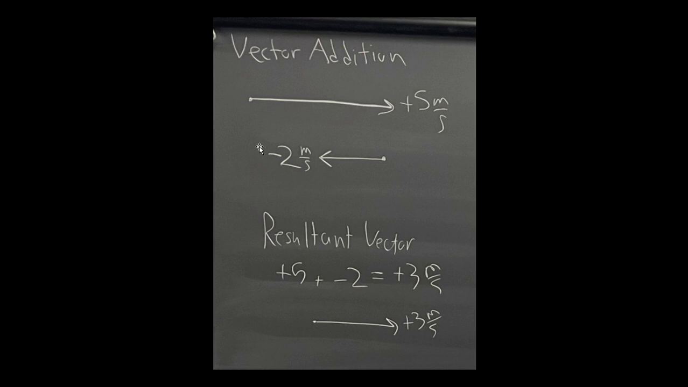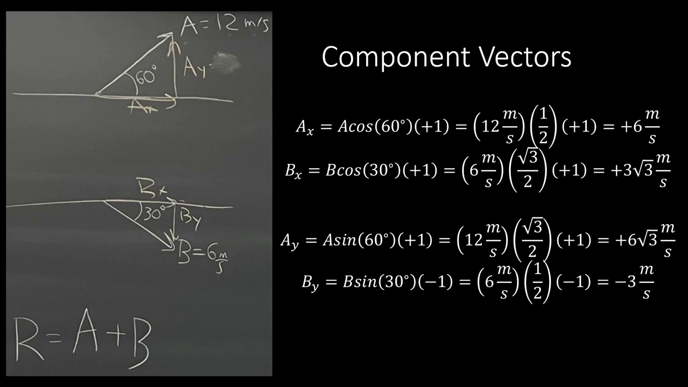Let's say we wanted the resultant, which is what you get when you add up two vectors. Well, if they're parallel, just add up their values. +5 plus -2 would yield a resultant of +3 meters per second, which we would represent as an arrow that's a little bit longer than the -2, but a little bit shorter than the +5 due to absolute value magnitudes, but is pointed in the positive direction. Again, we can only add vectors that are parallel to each other.